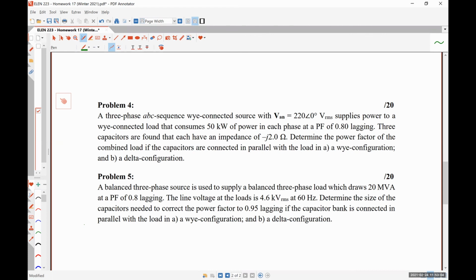That one's easy. Number 5: a balanced 3-phase source is used to supply a balanced 3-phase load, which draws 20 megavolt amperes at a power factor of 0.8 lagging. The line voltages are 4.6 kV at 60 hertz. Determine the size of the capacitors needed to correct the power factor to 95% lagging if the bank is connected in Y and delta. So that one's a more conventional power factor correction problem. Calculate S old, then calculate S new, take the difference, divide by 3 if you were doing it on a 3-phase basis, solve for C. Fairly straightforward.